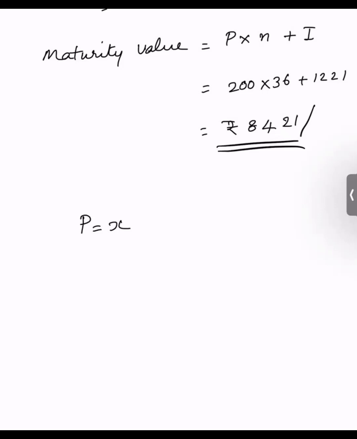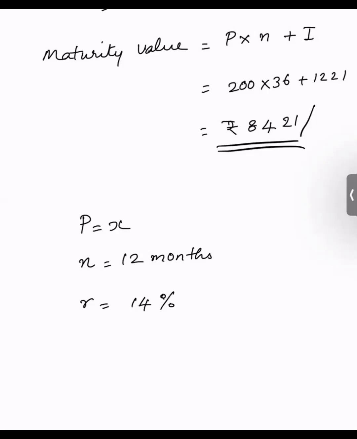So let us write P as X. Now, how many months? They have mentioned 1 year. So N is going to be 12 months. We are always talking in terms of months, not year. So N is 12 months. Now, what is the rate of interest here? Rate of interest is 14%.